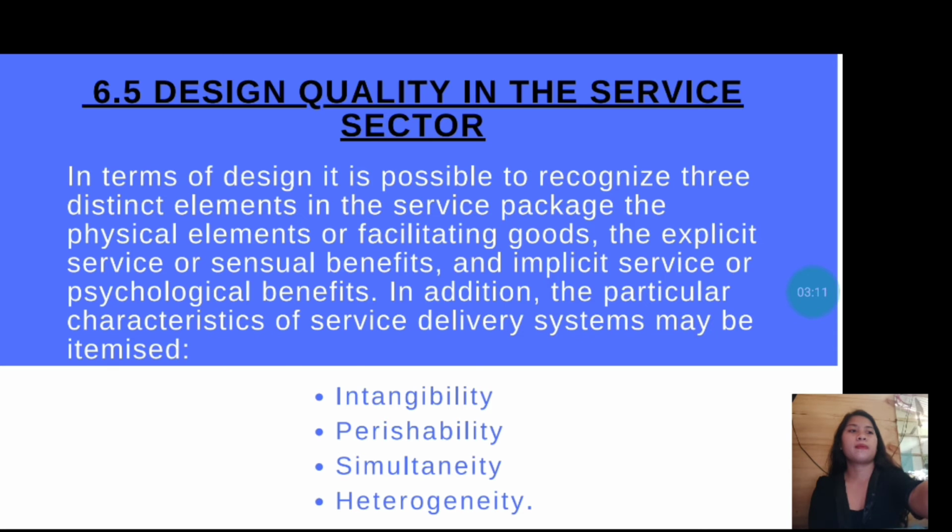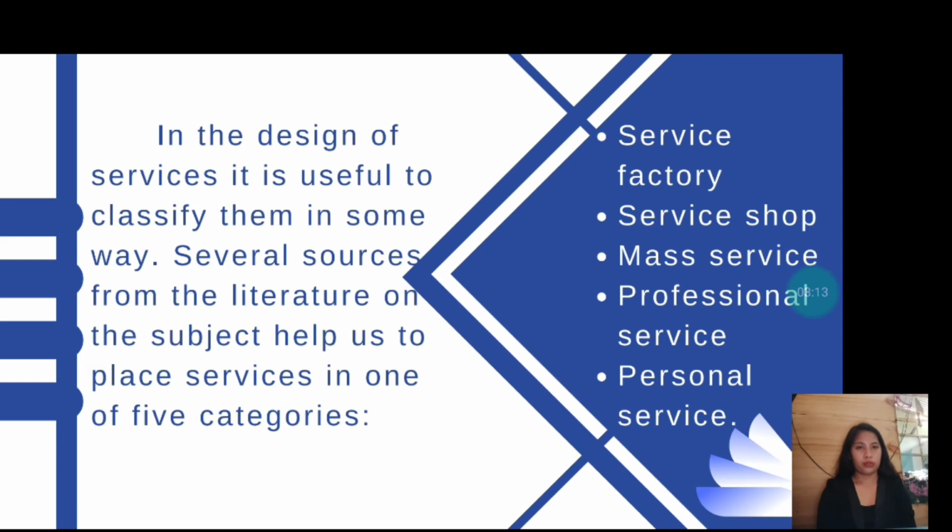Next is, in design of services, it is useful to classify them in some way. Several sources from the literature on the subject help us to place services in one of 5 categories. So first is service factory, second service shop, third mass service, professional service, personal service.